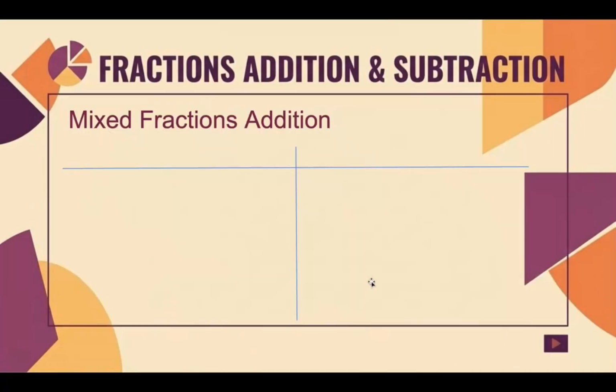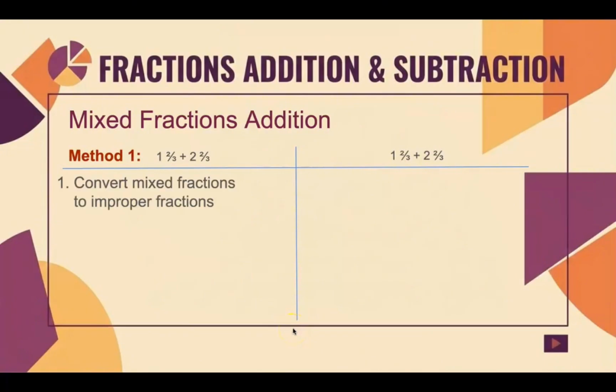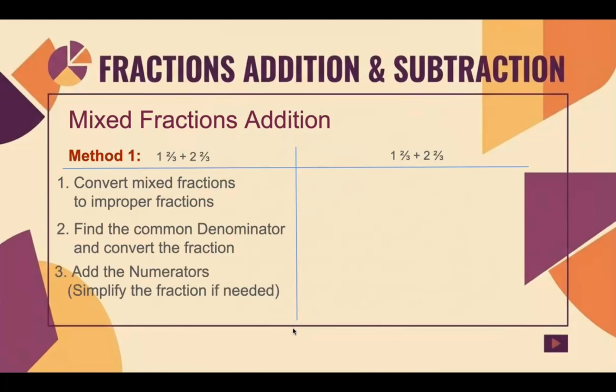Let's go. First, let's see for addition. Here, we have one problem, 1 2/3 plus 2 2/3. But we have two different ways to solve it. Let's see which one you like better. Method 1. Step 1. Convert mixed fractions to improper fractions. Step 2. Find the common denominator and convert the fraction. Step 3. Add the numerators, simplify the fraction if needed.